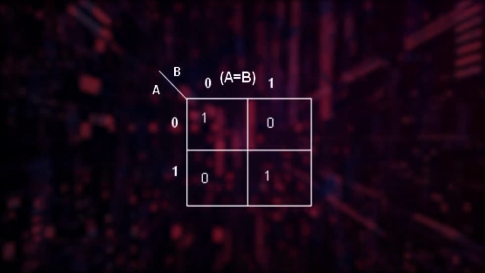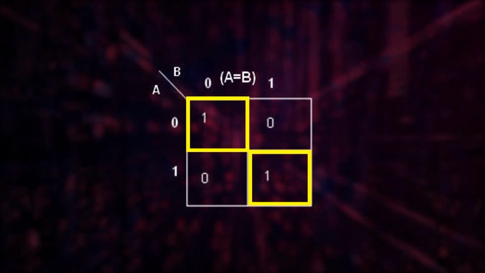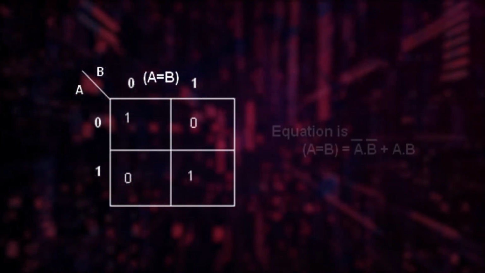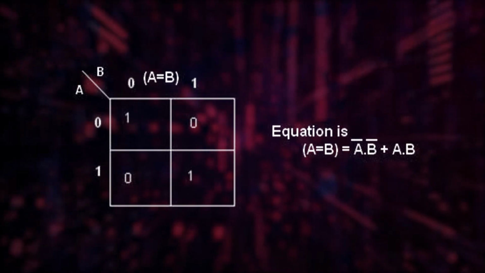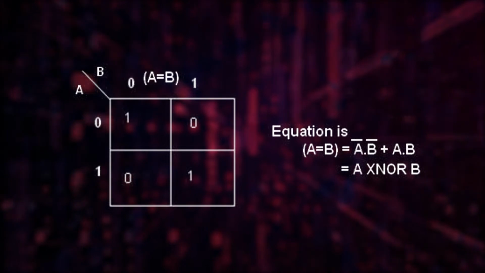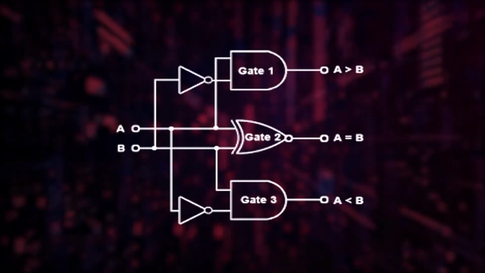Draw the K-map for A equal to B, two 1s in 0 0 and 1 1 cells. And the logic expression for relation A equal to B is A complement B complement plus AB, which is A XNOR B. We can implement these expressions using logic gates.